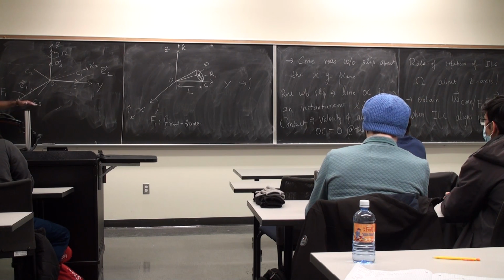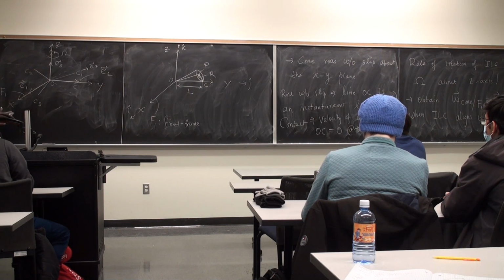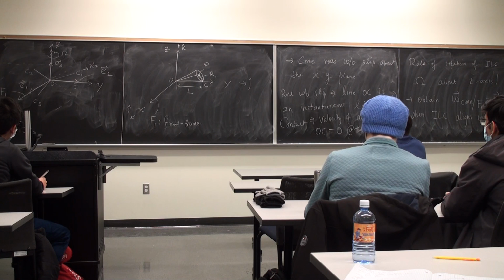Is this confusing to you? Are there any questions? Can you visualize this? I have a line on the xy plane. This line is rotating about the z-axis.